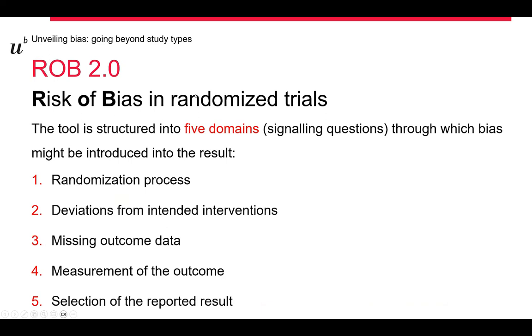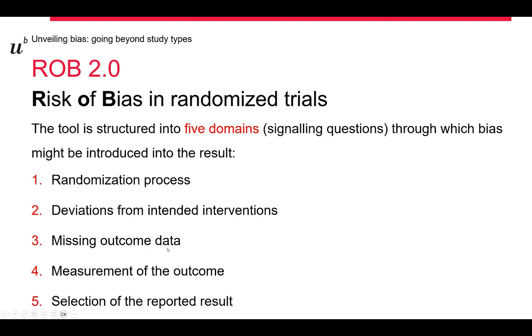Another very recognized tool is the ROB2, that is the risk of bias in randomized trials. And with this tool, you will have to go through five domains. With these five domains, again, you will answer signaling questions that will evaluate the randomization process, deviations from intended interventions, missing outcome data, measurement of the outcome, and selection of the reported results.